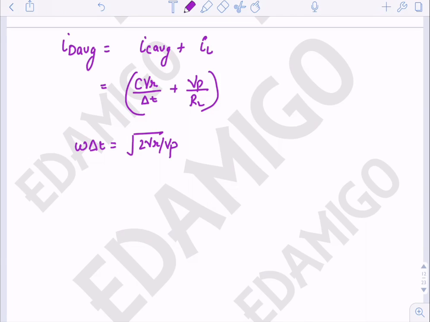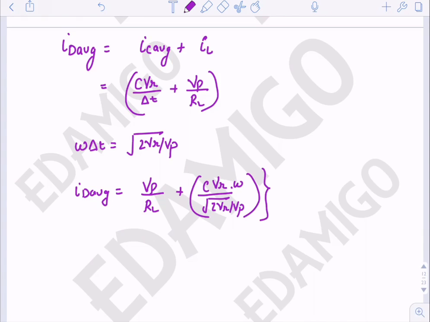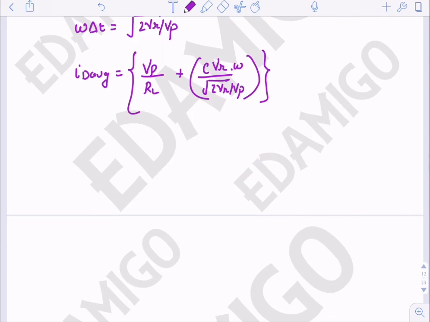Okay, so we'll put it here. So we'll get that ID average is equal to Vp upon RL plus CVR upon under root 2 VR upon Vp into omega. So this is the equation for ID average. Now this can be further simplified.